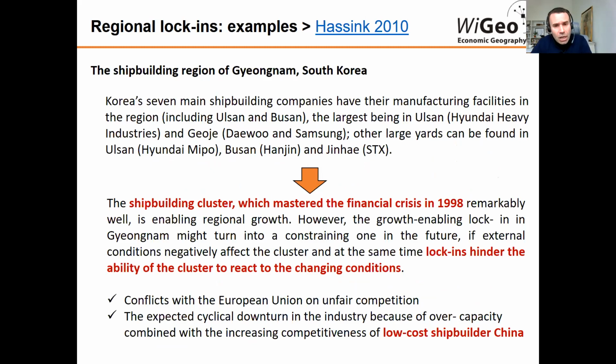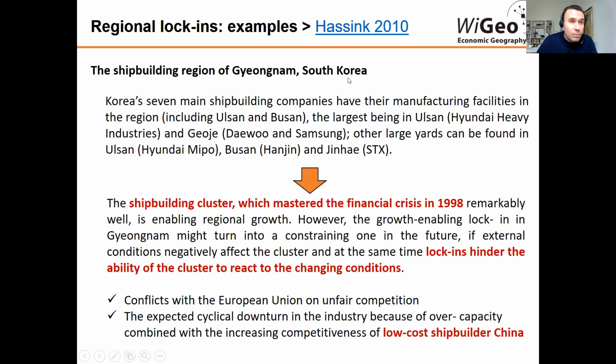And in the case of South Korea, in which large corporations play a role, such as Daewoo and Hyundai, the shipbuilding cluster was able, because of this cultural background of the activity, to overcome the crisis of 1988. However, they found themselves at some point in this growth-enabling lock-in. They were not capable of unblocking that development process. They found themselves in this lock-in, very much the result of external forces, such as some decisions from the European Union towards unfair competition, and also the competitiveness from low-cost shipbuilding in China. These processes led to lock-in in this region in South Korea.